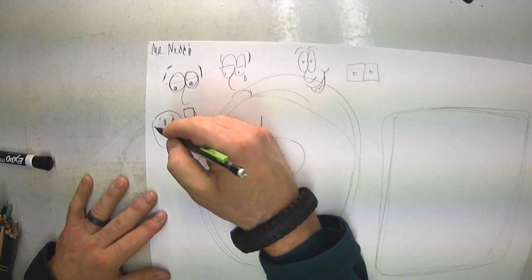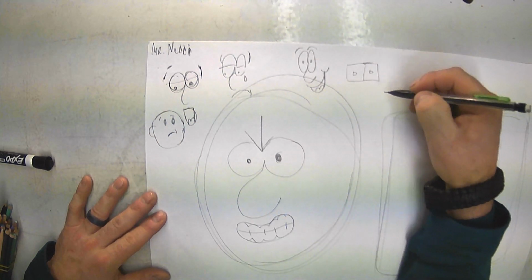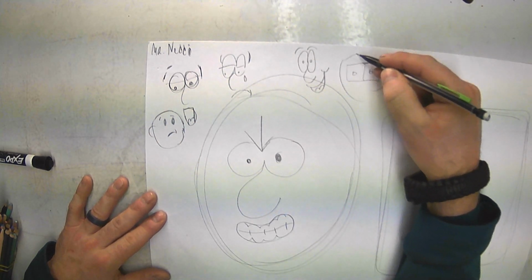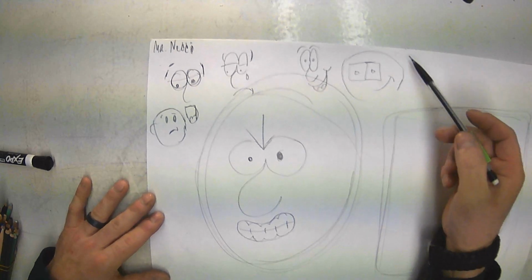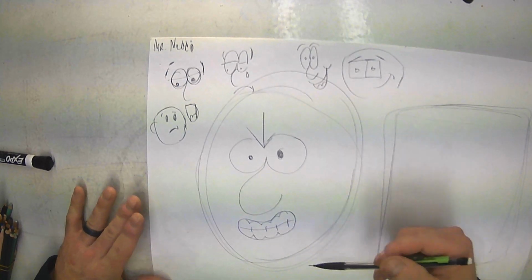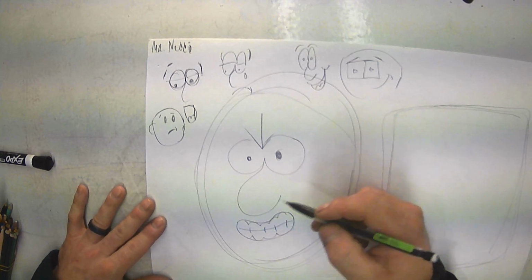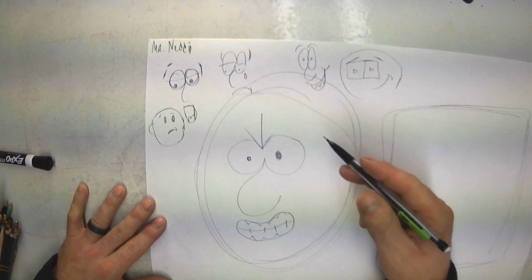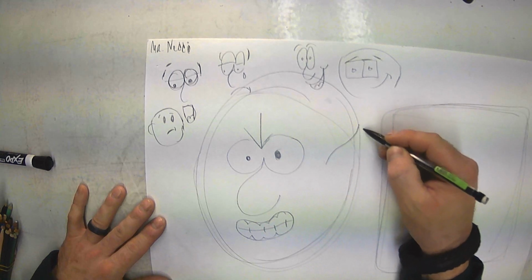This guy's just kind of like confused. Alright. Kind of happy. So when you change those eyebrows and that mouth, you change the emotion or expression. Okay. Now, who do I want this to be? An adult, a kid, an alien?